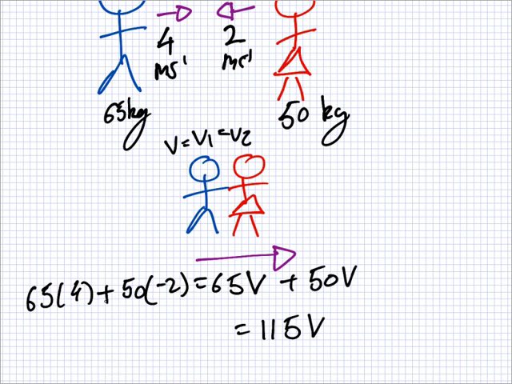Somebody calculate this for me, please. 160. Okay, very good. So 160 divided by 115 is the answer. 1.39 meters per second. What went wrong, Siva? I divided the 115 by 1. Ah, you had it upside down.